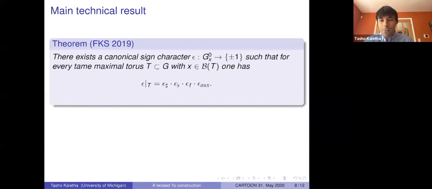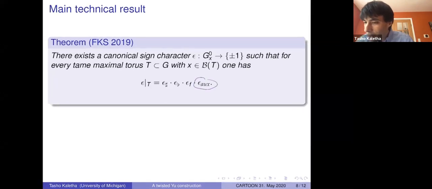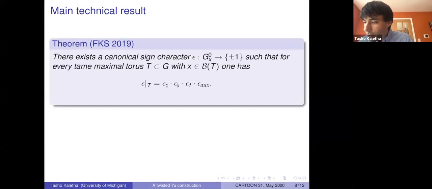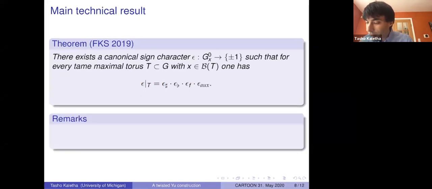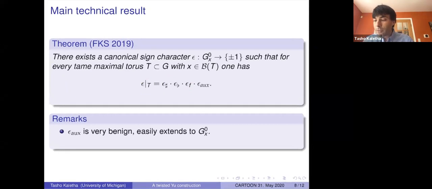And now I know what some of you may be thinking. You may be wondering whether this new one that we didn't expect, maybe it is just the product of the first three, and then this canonical thing is nothing, it's just one. Well, I was sure this is not the case. The auxiliary character that we found is actually a very benign thing that easily extends to G0x. So this theorem does give us the extendability result that we wanted, but as you'll see in a couple of slides, actually this auxiliary character fits perfectly into place. We just didn't anticipate it from the beginning.